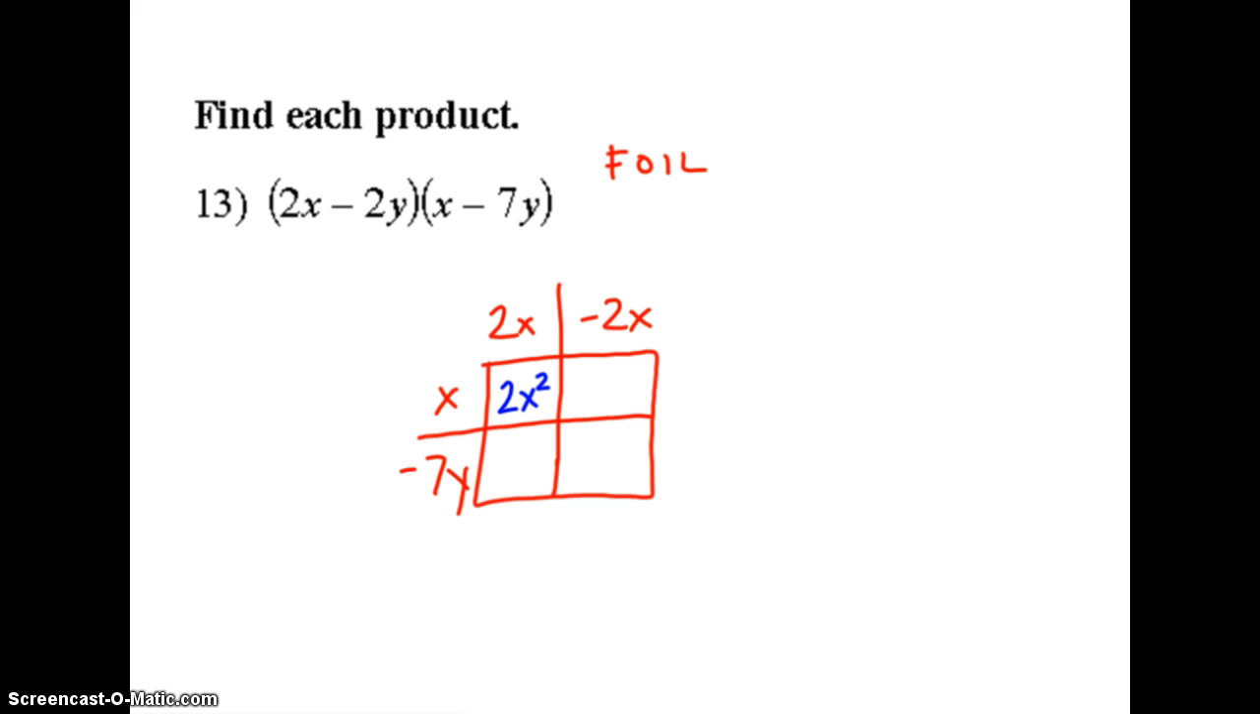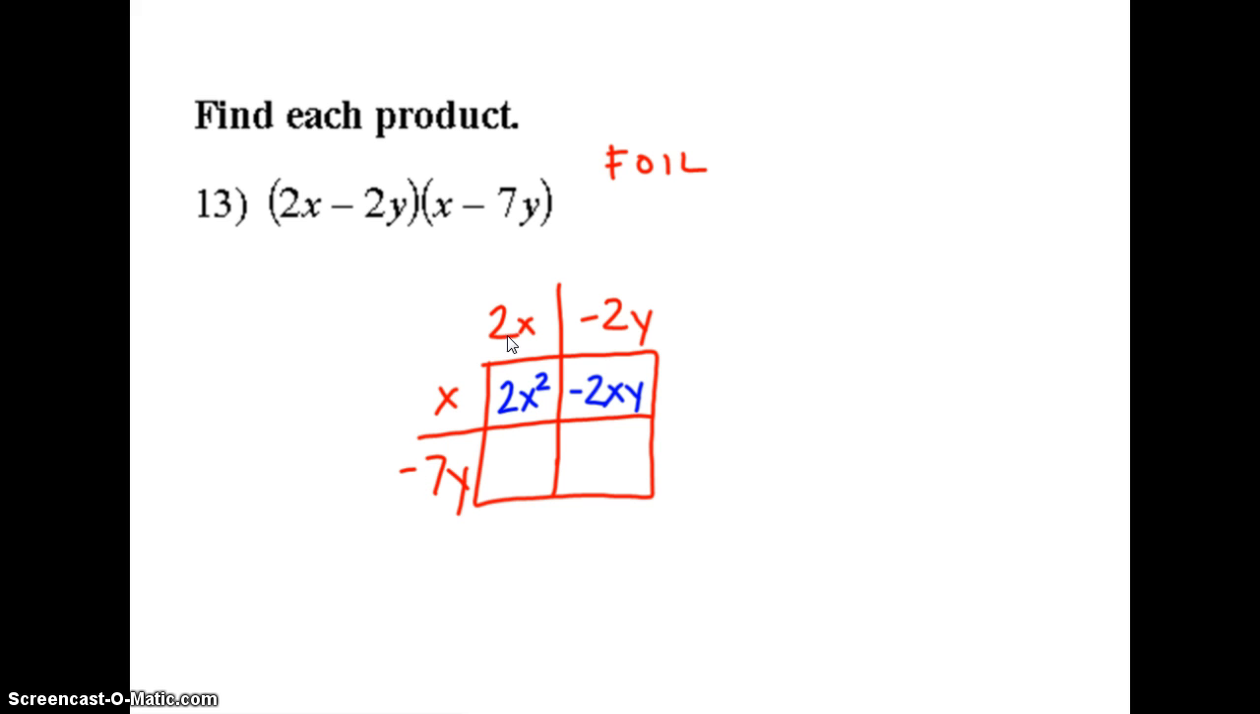Okay? Oh, and I made a mistake here, didn't I? This is actually a y. Excuse me. That would have gotten me in big trouble later. Okay, so negative 2y times x is a negative 2xy. And I'm putting the x before the y because I do things in alphabetical order. It will help you out in your final answer.